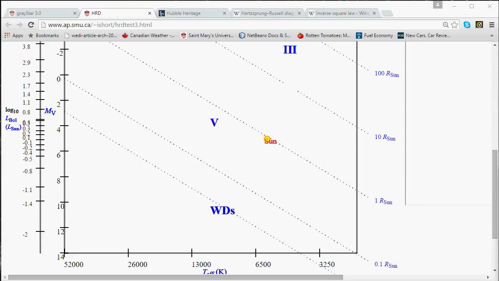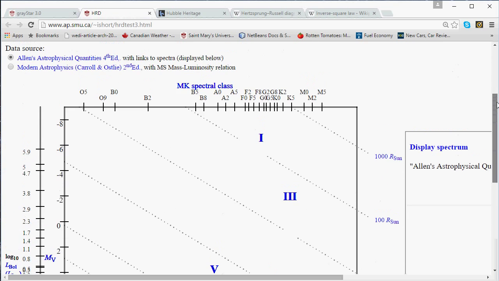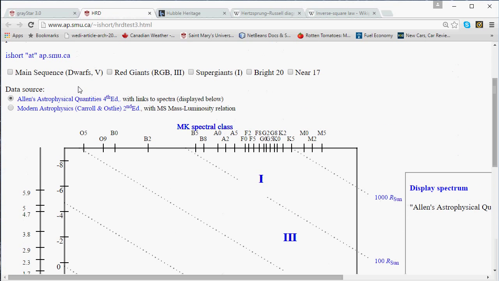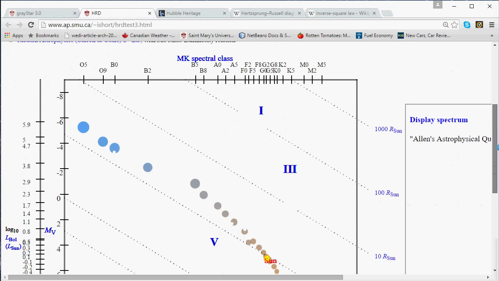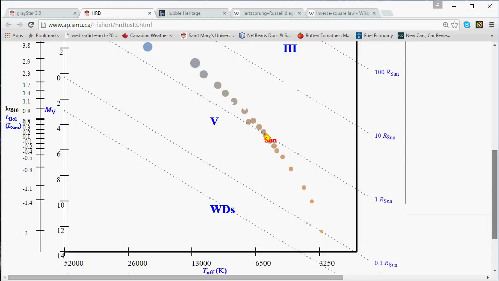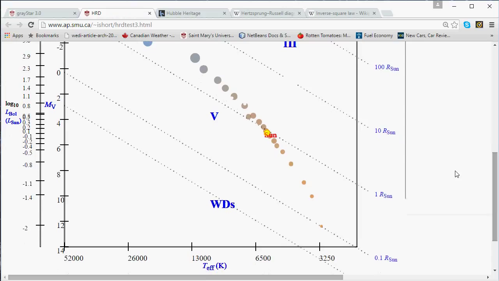So let's go ahead and put the first of these three groups into the HR diagram. So I'm going to come up here. And this first group that we are going to put into the diagram is a group of stars known as the main sequence. So let me just check this box here, and that will turn on those stars. And so there they are. There is our first group of stars in the HR diagram, the main sequence. And that is the group that is the most numerous, the group that contains the largest number of stars out there.